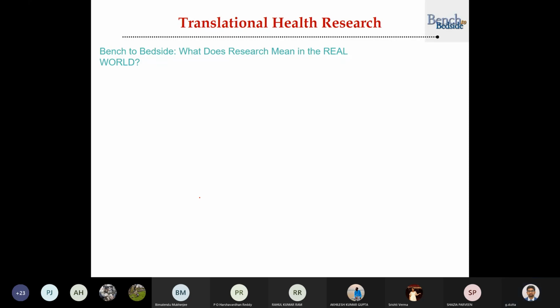So let's start the new topic, that is translational health research. So what is this? And why do I want to show you something about this topic? Because it is very much related to the current condition. Also, you should know why we should learn this for the sensing device, also for bench to bedside diagnosis. So I'm always saying this bench to bedside, right?